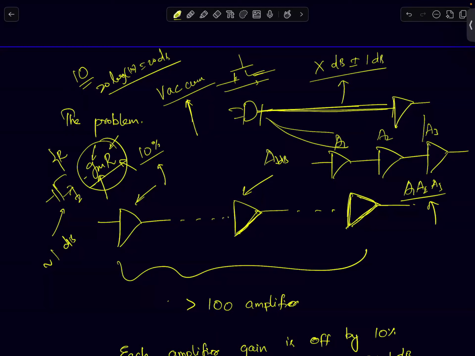Let me express the gains as, it will be just added. That's it, right? It will be simply added. A1 dB plus A2 dB and A3 dB, so on. So that's the advantage. Decibels gives you this very simple advantage of addition of gains.